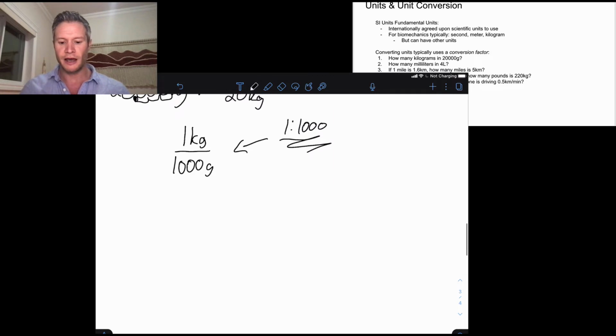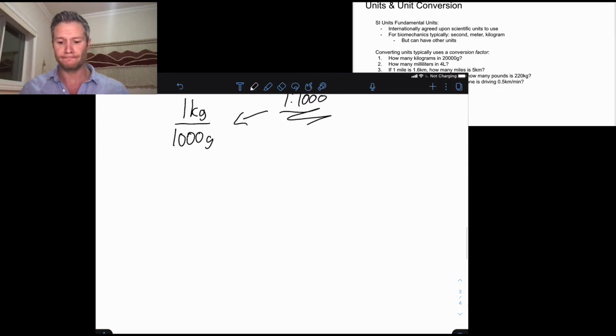Okay, so we know just through using the metric system that if we have 1 kilogram, we have 1,000 grams. So another way of saying that is for every 1 kilogram, we have 1,000 grams. Okay, so if we were to see a ratio, we can create that fraction that we see there. So that's all we're doing there. Okay, well, let's get rid of that.